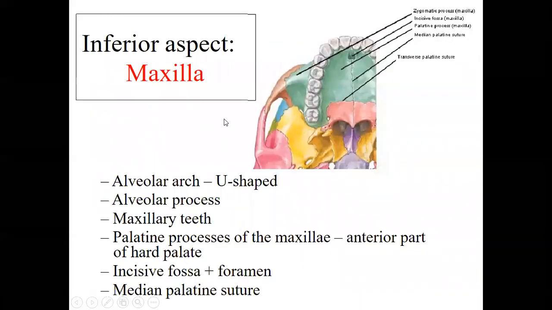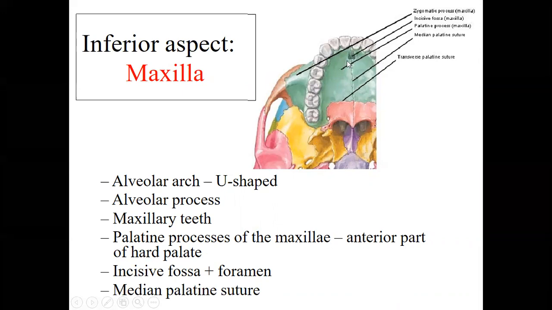We're going to see each important landmark on each bone. So for the alveolar arch, you can see it on the maxillary bone. It is a U shape, and then we have the alveolar process with the sockets and also the maxillary teeth. And then we have the palatine process of the maxilla, which forms the anterior part of the hard palate.